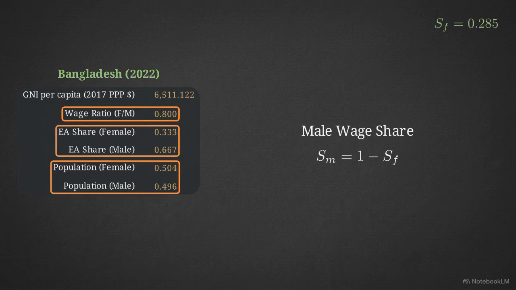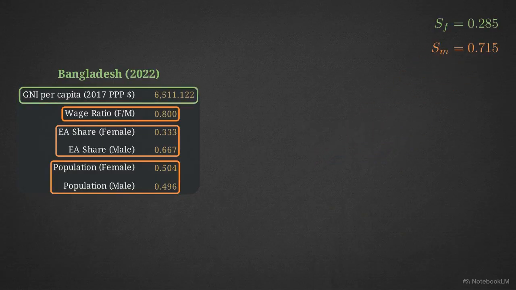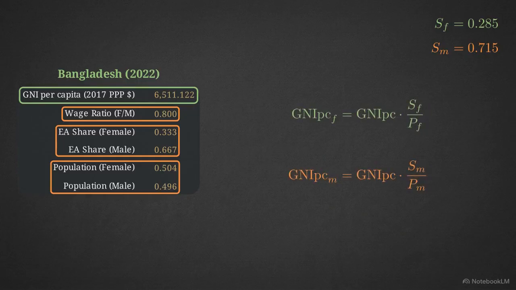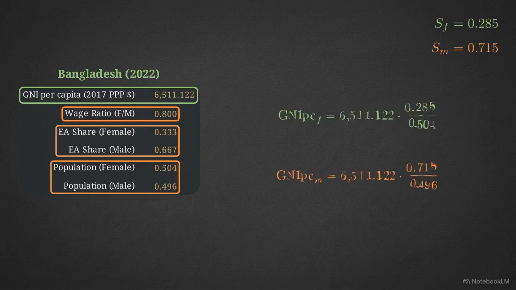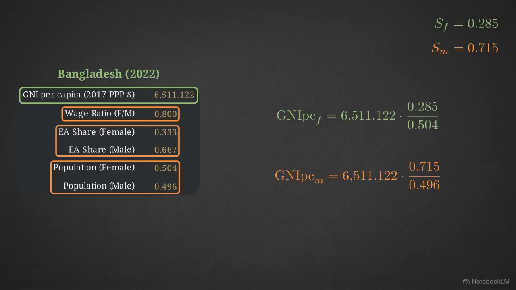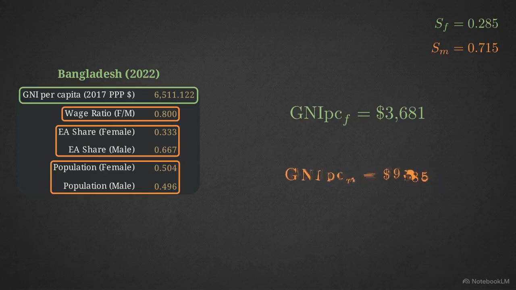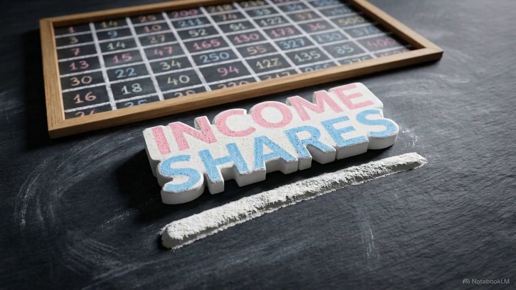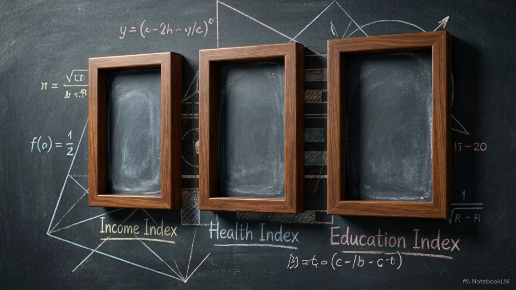Finding the male wage share is a straightforward subtraction step. We subtract the female share from 1, giving us a male wage share of 0.715. Now we apply these shares to the overall GNI. By multiplying the total GNI by the respective wage share and dividing by the population share, we get distinct estimated earned incomes: $3,681 for women and $9,385 for men. Determining these income shares completes the most data-intensive part of the GDI calculation. With the split defined, we can move on to the scoring phase.